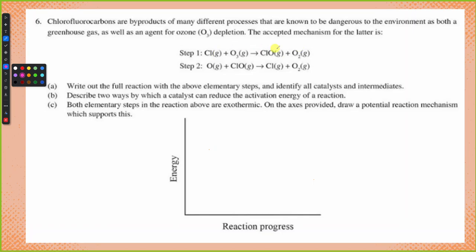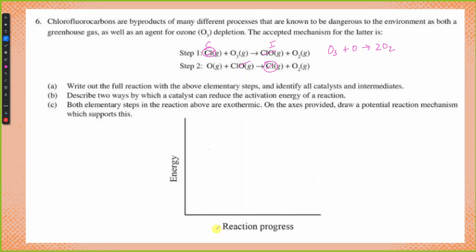So here, ClO, that's an intermediate. That will cancel. The Cl, these are catalysts, so that's not a part of the overall balanced reaction. So it's going to be O3 plus O gives us 2O2. So that's your overall balanced reaction. Catalysts versus the intermediates there.